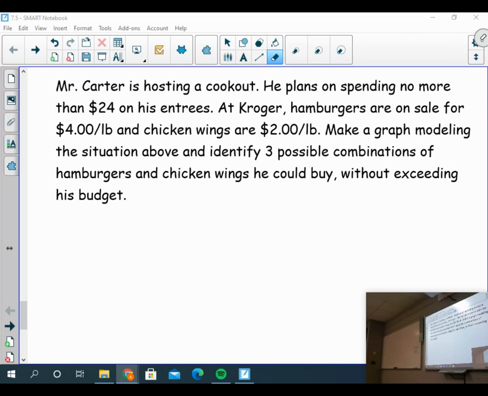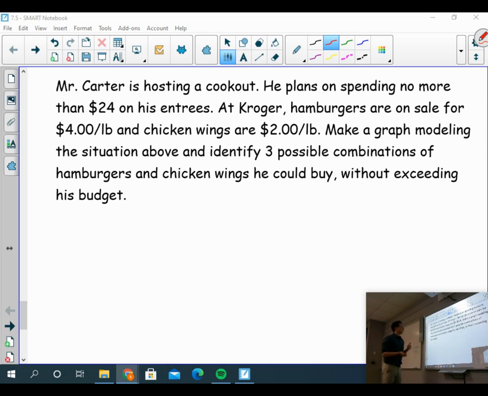Let's look at one. So in this example, I am hosting a cookout. I plan on spending no more than $24 on my entrees. At Kroger, hamburgers are on sale for $4 a pound and chicken wings are $2 a pound. I want to make a graph modeling the situation above and identify 3 possible combinations of hamburgers and chicken wings I could buy without exceeding my budget. So how could we figure this out?